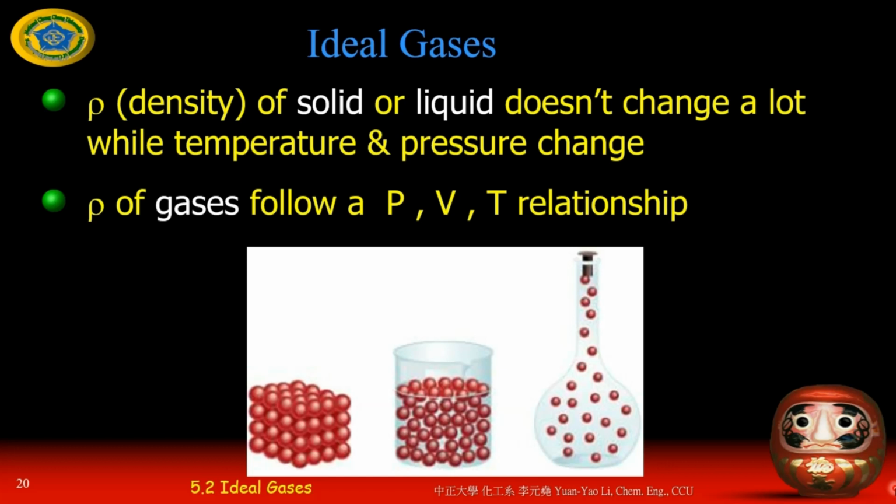PV equal to nRT. So this cartoon is showing you that if this red ball represents a single atom, and the single atoms are packed very well, as you can see, this looks like a solid. However, if the atoms don't pack that well and are randomly dispersed in a container, what does this look like?